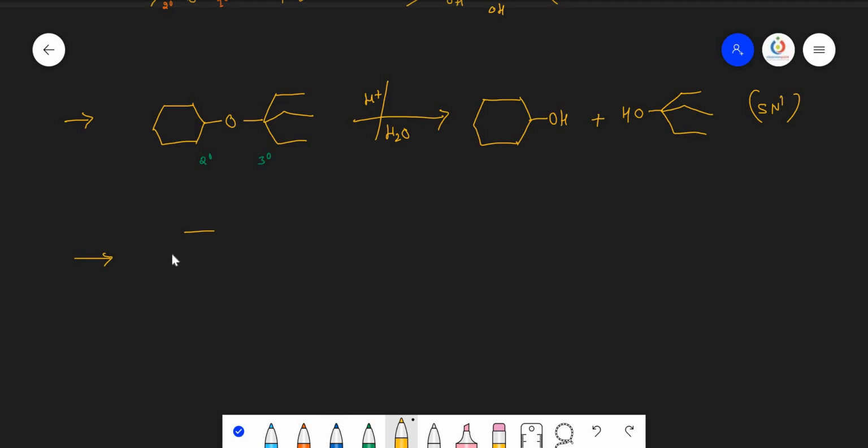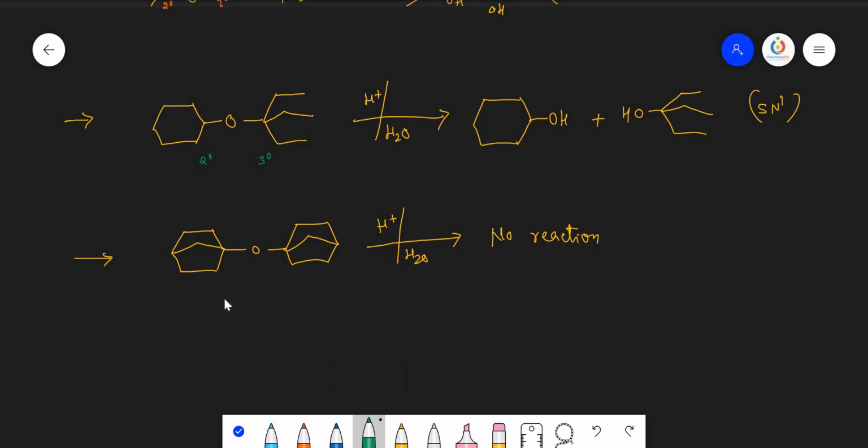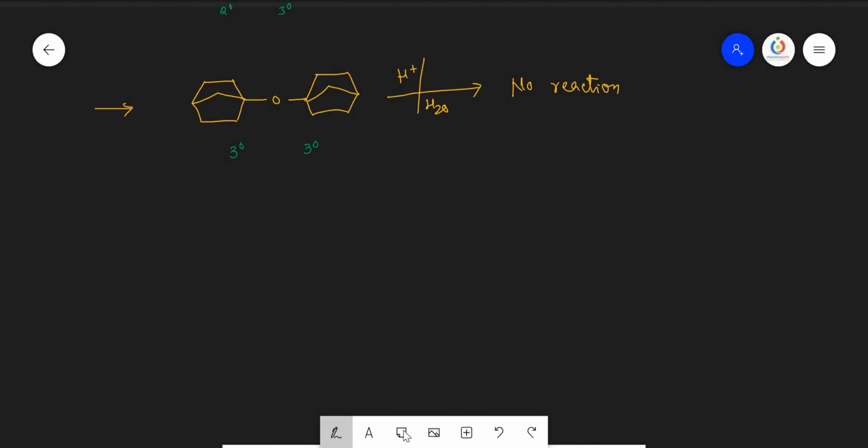Now let us see a molecule with H plus and H2O. Simply you can say that there is no reaction, because the clue I have already given: here a tertiary alkyl group, here also a tertiary alkyl group. Very bulky groups are present on both sides. So it is impossible to hydrolyze this ether, so there is no reaction.